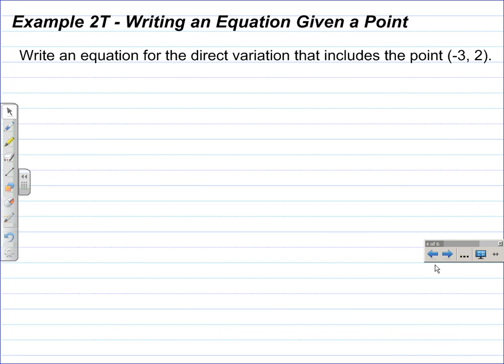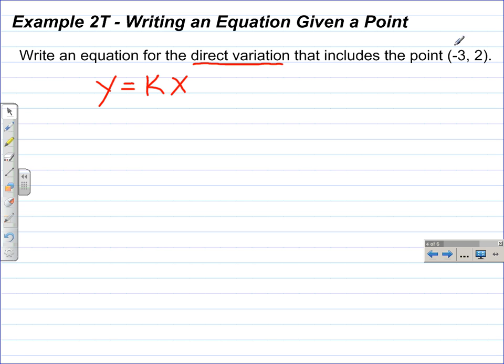Example 2t, writing an equation given a point. Write an equation for the direct variation that includes the point negative 3 comma 2. This is a very easy thing to do. We're told that it's a direct variation, so we know we're going to be working with this equation y is equal to kx. This is the equation for a direct variation.